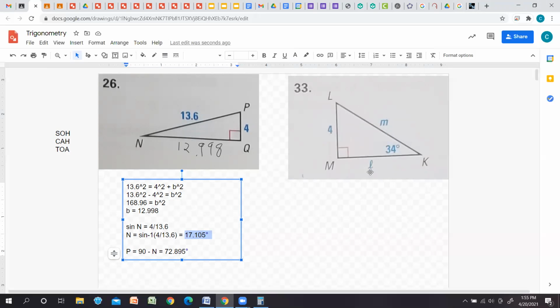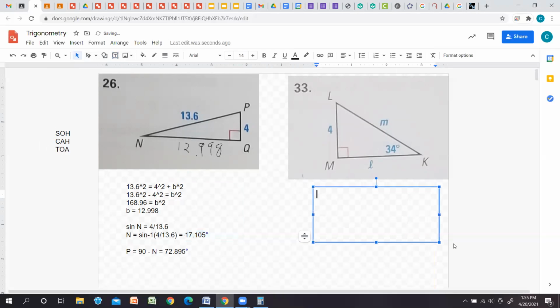So for example, here, if we want to find L, let's see, we want to use the opposite side, and this is the adjacent side. Which trig function uses opposite and adjacent? That's tangent. So I'm going to use tangent of 34 degrees equals, let's see, opposite over adjacent. So 4 over L, that is an L.